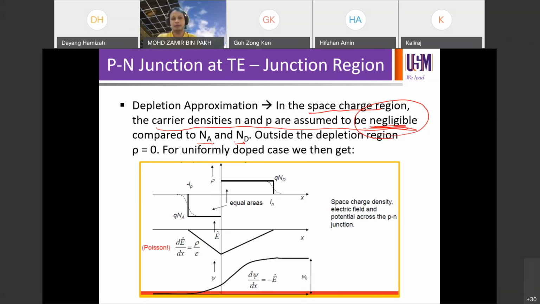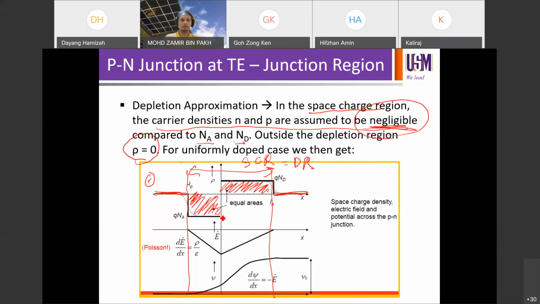Outside the depletion region, the space charge is 0. So if you look at this first plot, the magnitude of the charge outside the depletion region is 0. Here it's 0, and that one is also 0. But within the depletion region, this is the depletion region or the SCR, you can see positive charges on the N side and negative charges on the P side. Same thing like what we saw on the previous page.